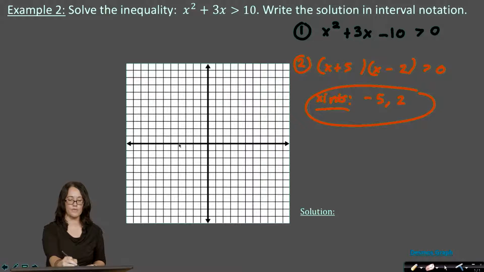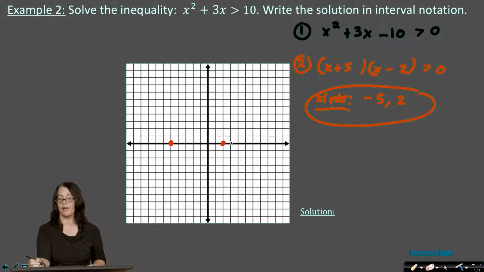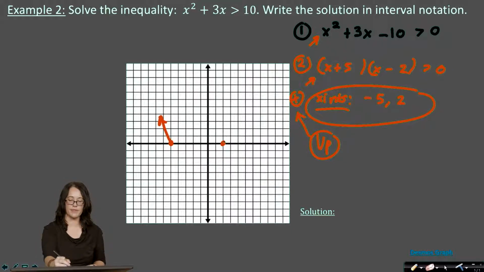1, 2, 3, 4, 5 to the left, and 2 to the right of the origin. How does this parabola open, up or down? That's right, it opens up because your leading coefficient in either case was positive. That's why it's opening up. So you could have a sketch that looks something like this.